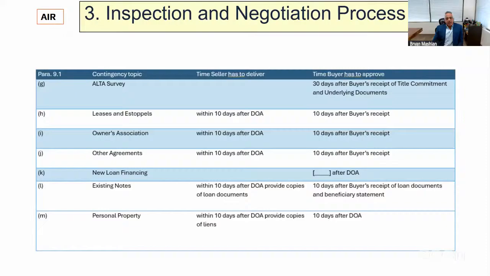Well, the ALTA survey contingency, buyer has 30 days after receiving all those title products that I mentioned. With the leases and estoppel certificates, this is built into our contingency period. The seller has to, within 10 days, provide the buyer with leases and estoppel certificates, and then buyer has 10 days to review and approve of them. Same thing with the owners association and other agreements. So you see that what we have is what I call a floating contingency expiration date.